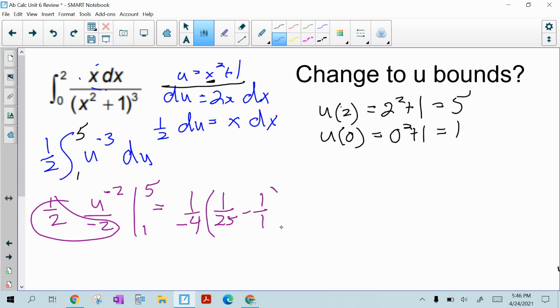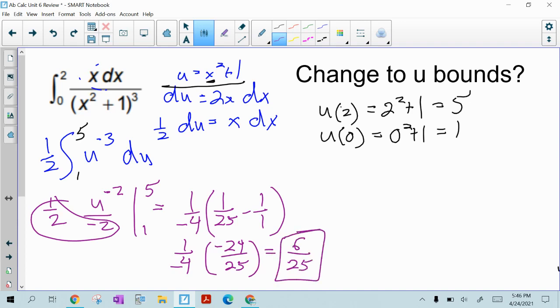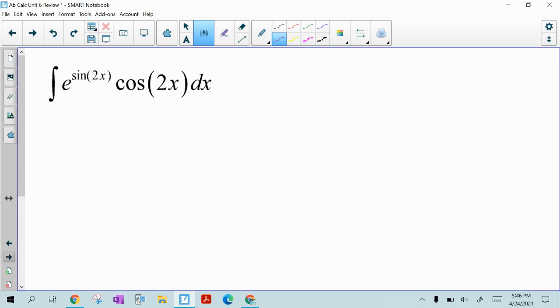I'm now looking at this expression, which is 1 minus 4, and so that's going to be, what, a negative 24/25, which is going to get you 6/25 as a final answer there. Okay, again, not incredibly intimidating, but definitely make sure you're aware of how to do that. Okay, one more, pause this, see what you can do on this.